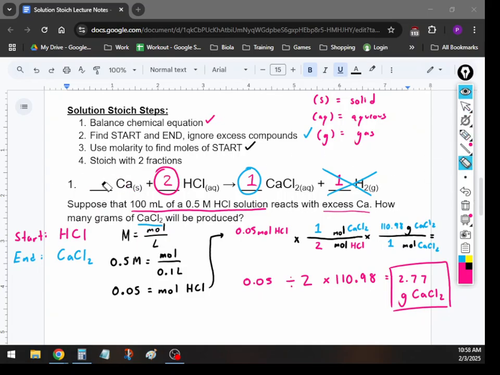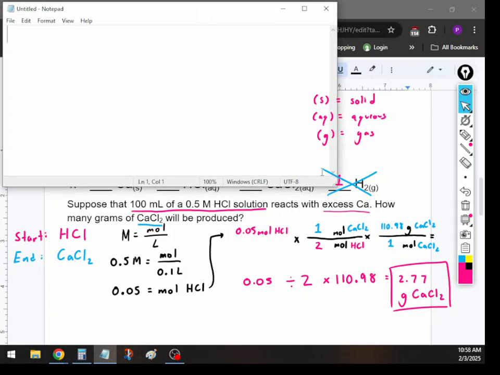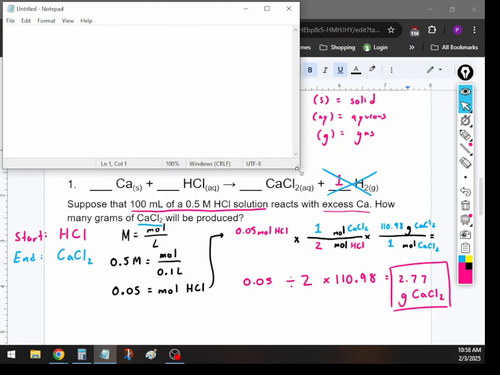Okay, and that's solution stoichiometry. I know that we took our time going through all the steps very slowly, but when you do your actual problems, as long as you show me your molarity calculations and your stoich, then I'll take that as credit. So just make sure you show me your calculations. You don't need to write the steps like step 2, especially because just identifying the start and ending, if you can do that in your head, that's totally fine.